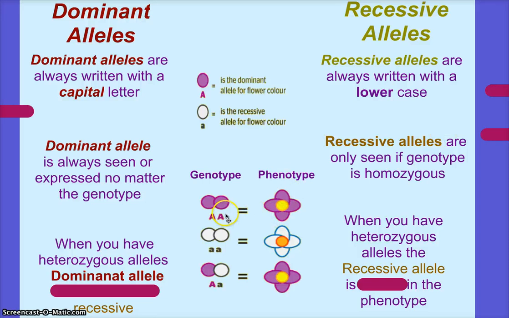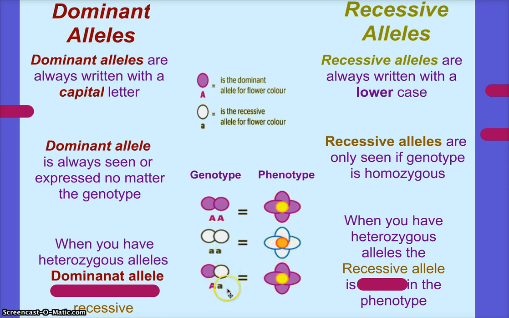So look at here. You see the capital A, and it says A is dominant allele for flower color. Little a is the recessive. What do you think is the dominant trait? Purple, okay? So capital A is a homozygous dominant trait, so the flower is purple. Little a is a homozygous recessive trait, so the flower is white.